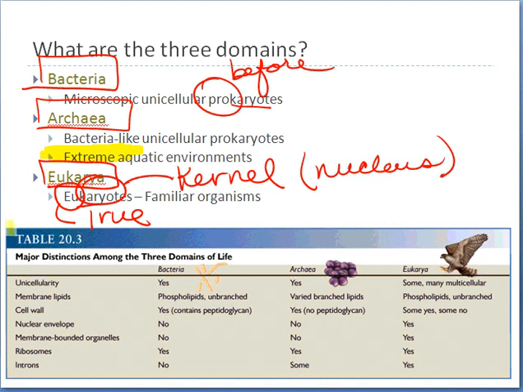Now there's a table down here at the bottom of this slide, table 20.3 from your book, that talks about the major differences between all these three different domains of life. You should know these characteristics. Some of them you may not know yet. You may not know, for example, what ribosomes are, but within a couple weeks you will. Before exam one, you'll know all of these terms, with the exception of the last one, introns. That's one you won't need to worry about just yet. We'll get to that later in the semester.